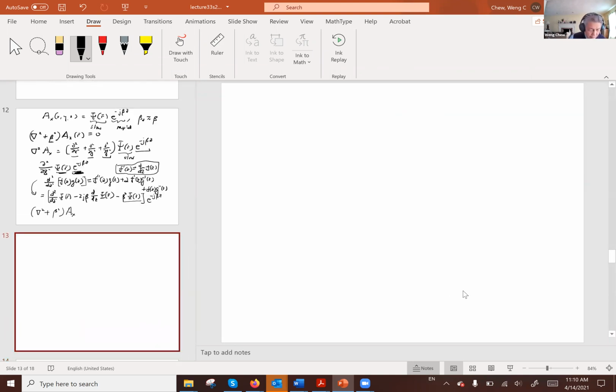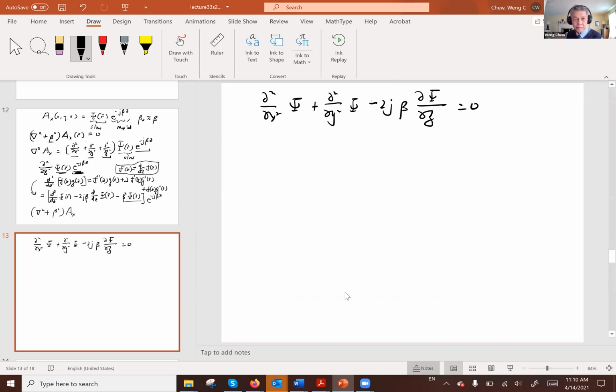What you have is that the equation will be simplified, and it will look something like this. Okay, partial square, partial x square psi plus partial square, partial y square psi minus 2j beta partial psi partial z equal to 0. Okay, you plug it in here, cancel the terms, cancel this term that can be taken out because it will cancel with this term. And then you arrive at the term involving differentiation of the psi alone.